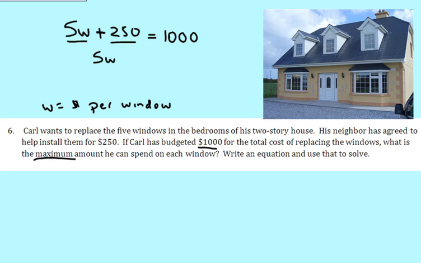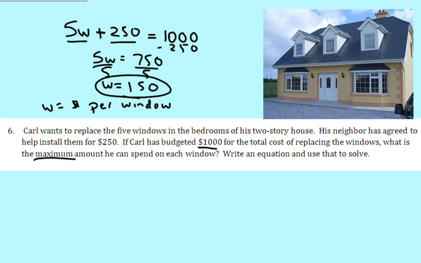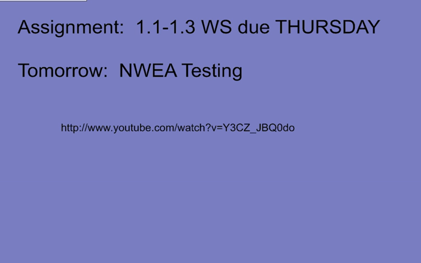So that means you have 5W is going to be equal to 750. So that means that the total you can spend on each window is just going to be that divided by 5. So the total cost you can spend on each window is going to be $150. All right, there's your question.